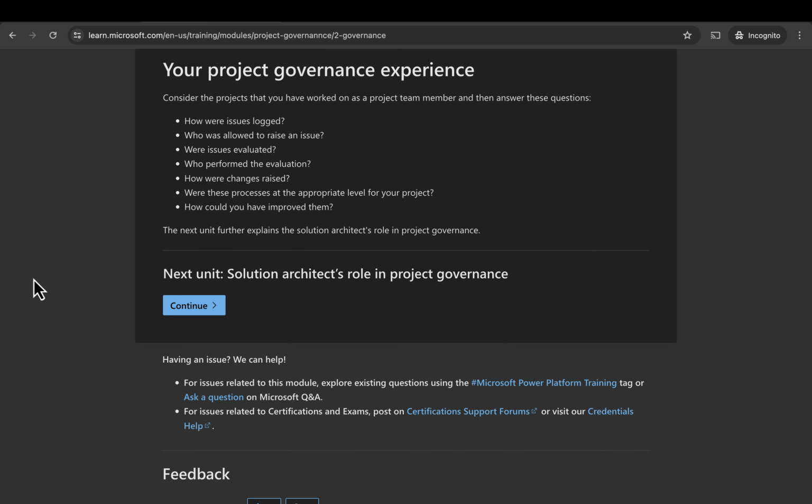Your project governance experience. Consider the projects that you've worked on as a project team member and then answer the questions. How were issues logged? Who was allowed to raise an issue? Were issues evaluated? Who performed the evaluation? How were changes raised? Were these processes at the appropriate level for your project? How could you have improved them? The next unit further explains the solution architect's role in the project governance.